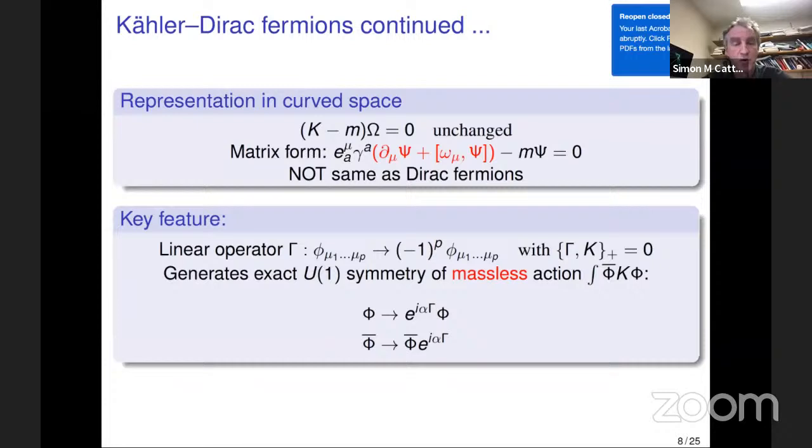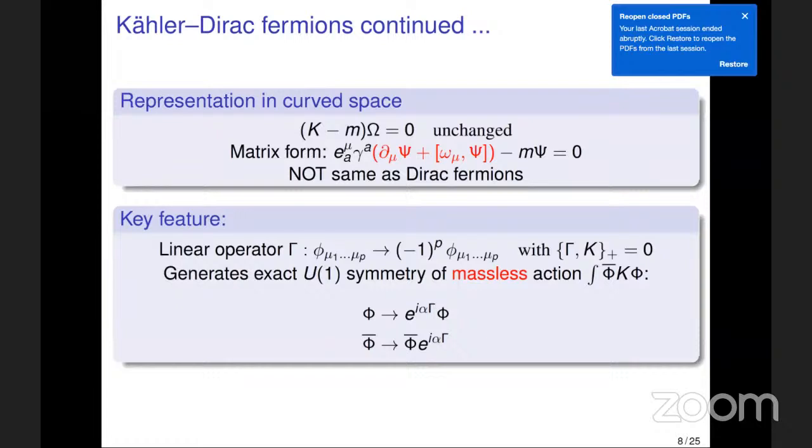When you want to integrate over all possible metrics, it's much easier to do it with Kaehler-Dirac fermions than with Dirac fermions, where other constraints come into play. So that's one thing: coupling to gravity is different. The second thing that's rather important for what we're going to talk about is that these Kaehler-Dirac fermions come along with a certain linear operator I'll call gamma, which just flips the sign of the form according to whether the form is even or odd. So it's a very, very simple operator. But you can show that it anti-commutes with the Kaehler-Dirac operator very easily.